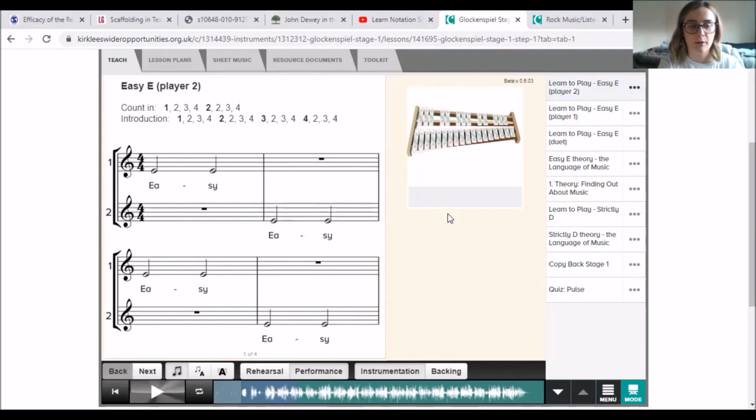Okay, player 2, it is your turn now. And what you're going to do, you're going to follow your part, which will be highlighted. When you see this line here, though, this means that you're not going to play anything. You're going to rest, okay? So you're only playing when you can see your musical notes, and you're playing that same E key. Okay, are we ready?